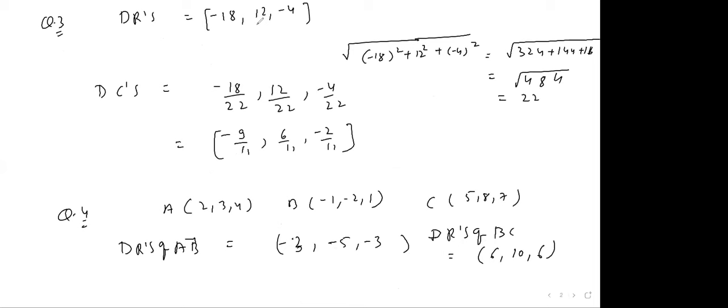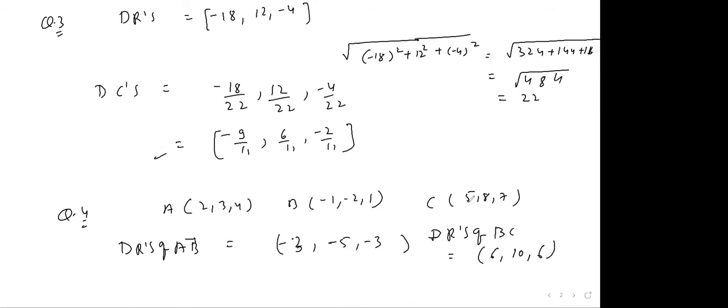In the third question, we have the DRs of a line given. We need to find the DCs. So we know that we have to find the magnitude and divide by it. This will be the DCs.